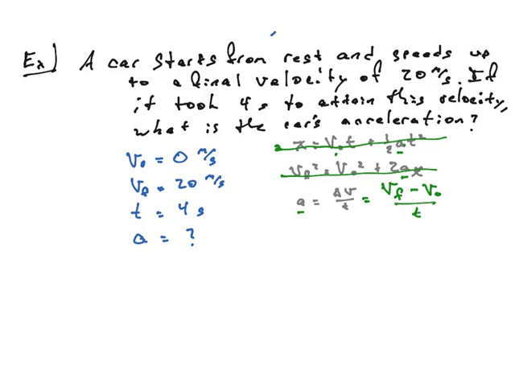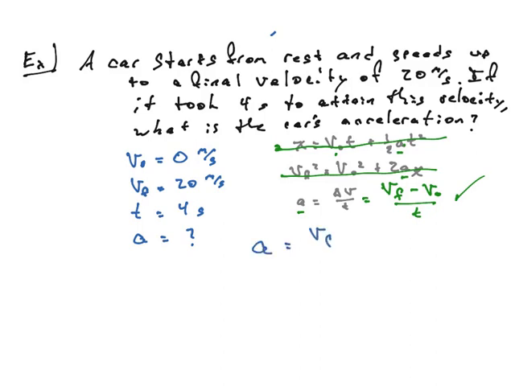So do I have VF? Yes, I have VF. Do I have V naught? Yes, I have V naught. So here we go. I can use this equation because A is the thing I'm looking for, and all the other variables I know the numbers for. So now I just use it.